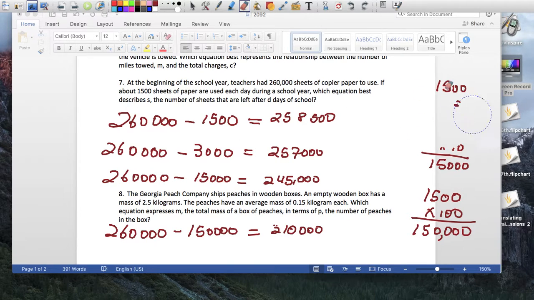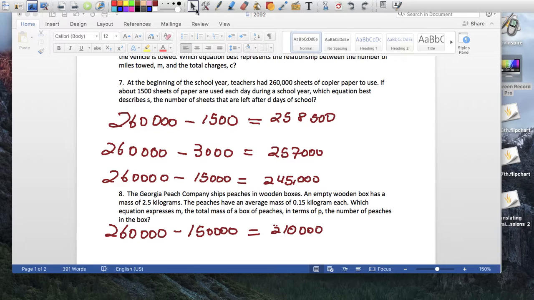But as an expression, the problem here is that I'm giving you an imaginary number of days. 1 day here, 2 days here. This was 10 days. This was 100 days. So the equation here: how many sheets of paper are left after D days of school? So your equation describes S, the number of sheets. So how many sheets of paper are left? Well, here's the equation, S, left over. In order to find out how many sheets are left over, I'm going to take 260,000 minus 1,500 multiplied by the number of days.